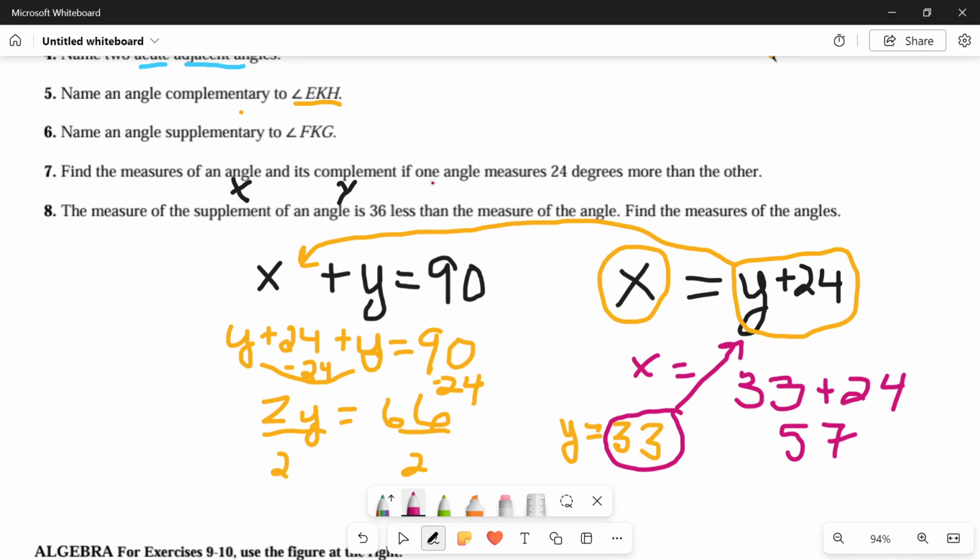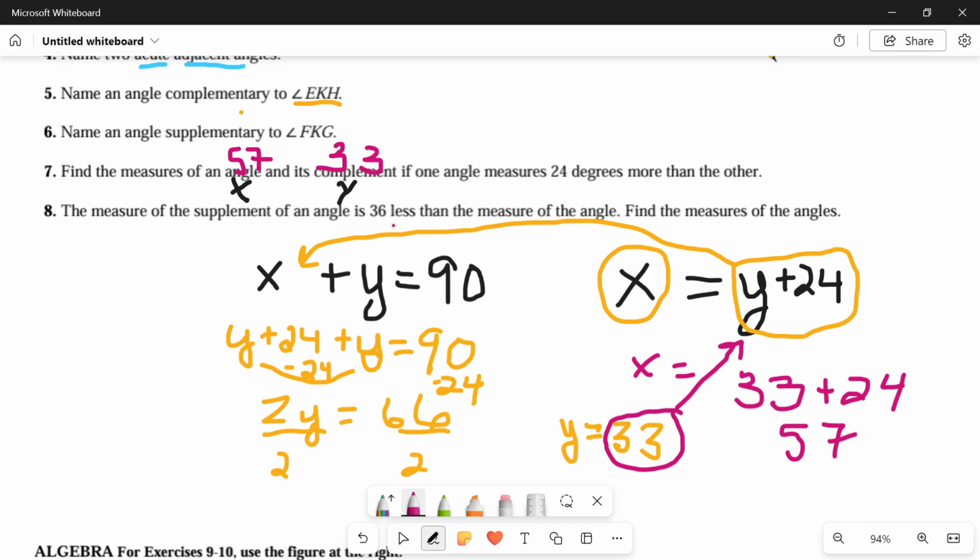So it says find the measures of the two angles. So X would be 57. That is the measure of the angle. And 33 is equal to the complement to that angle.